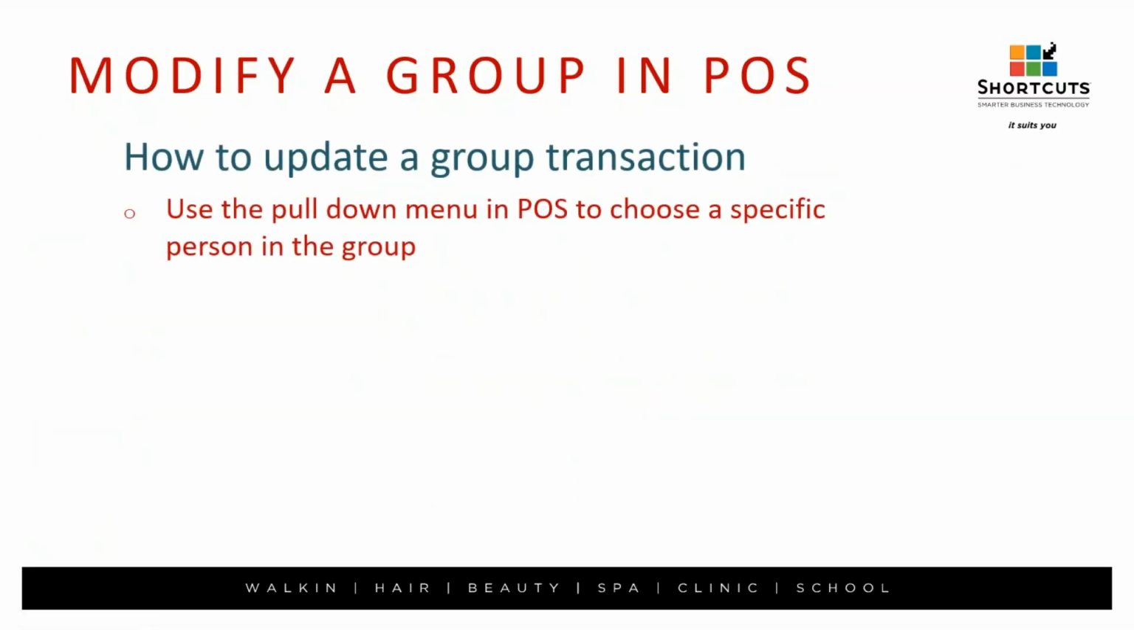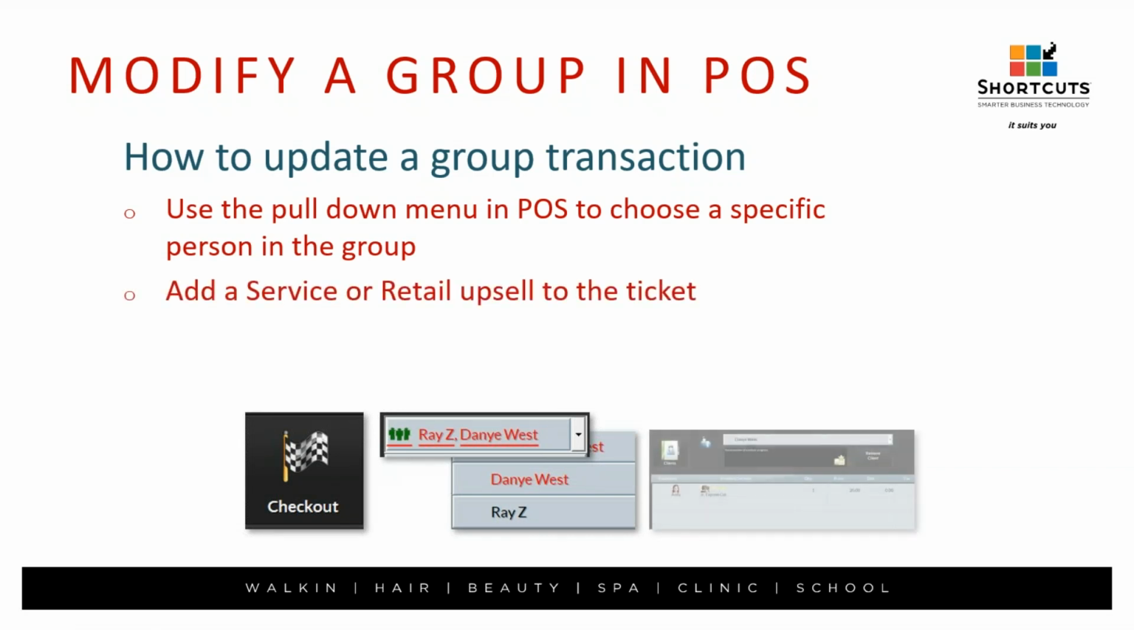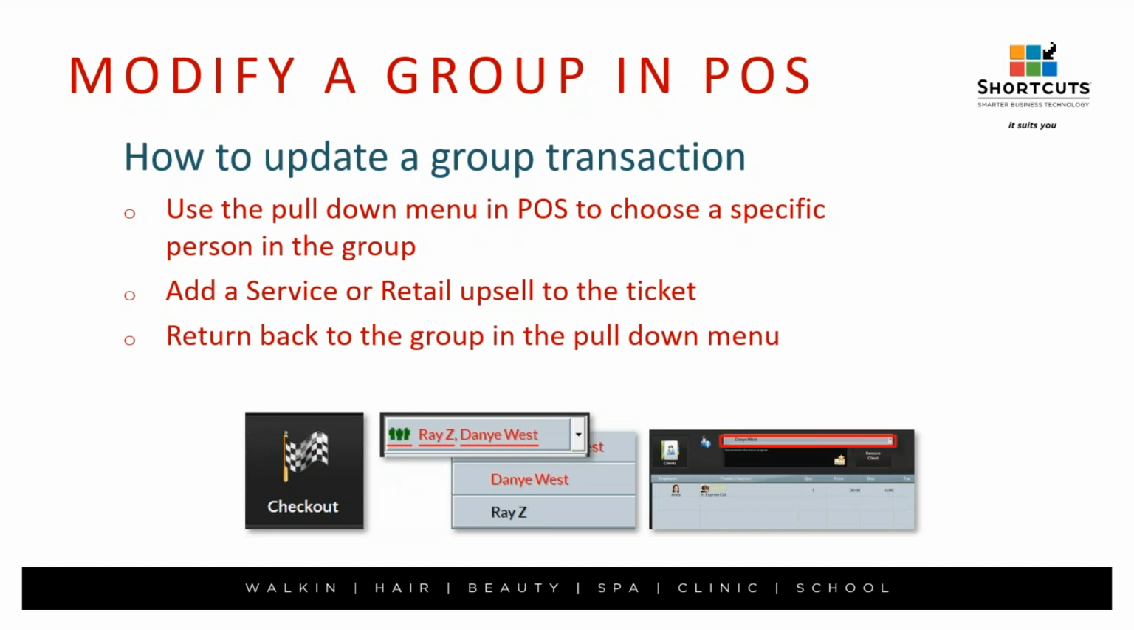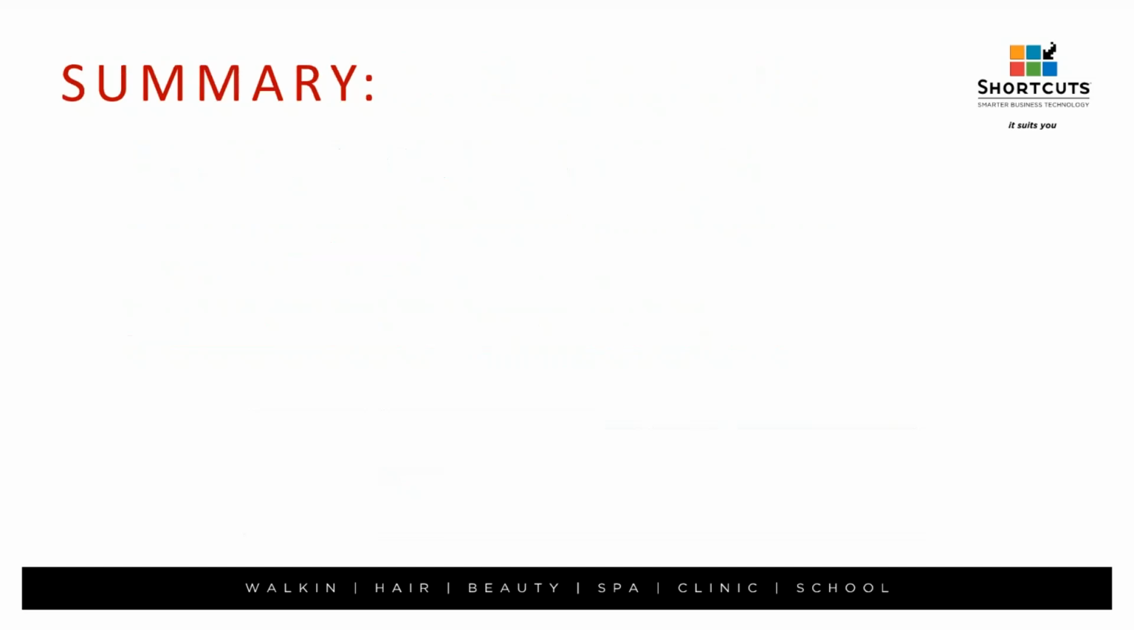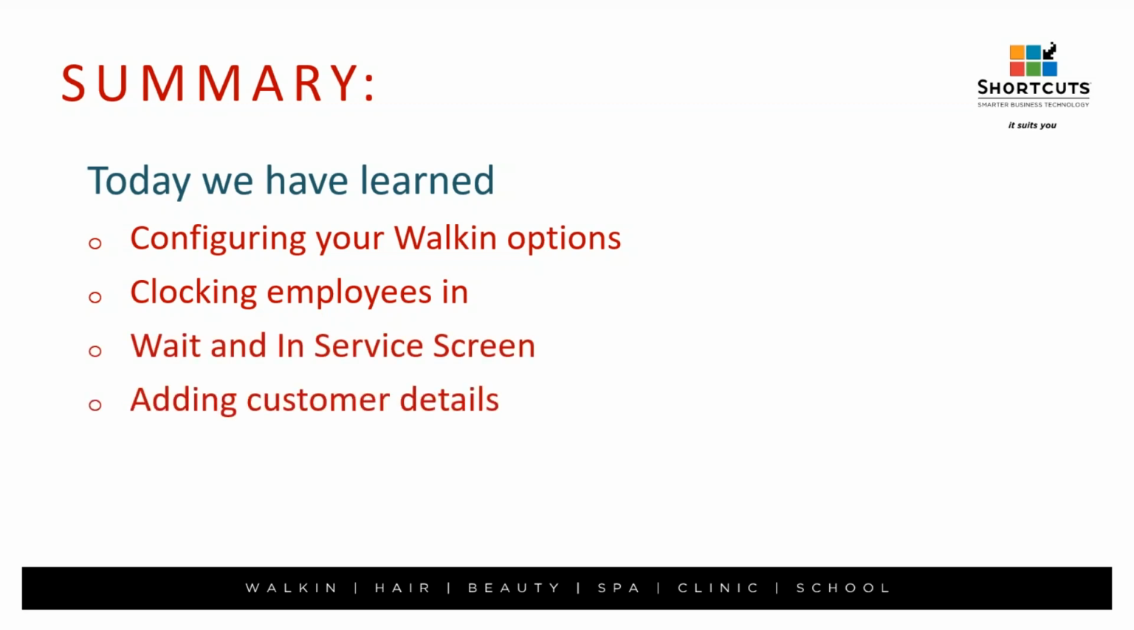So we talked about group transactions. You can go directly to the point of sale, use the pull down menu, and tag the two people or the multiple people that are supposed to be in this group and check them all out. You can add service or retail upsells to individuals in that pull down menu. So if one of the customers got an extra haircut or purchased a product, you can still add that to their tickets. And then only one person has to pay. So that is the complete Walkin Manager in Shortcuts. It's a very simple tool to use.